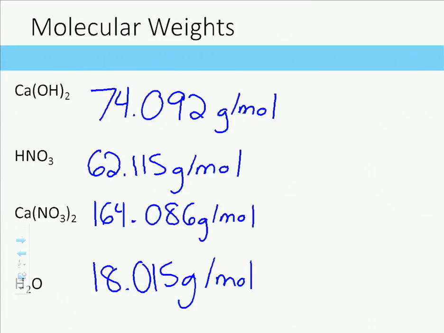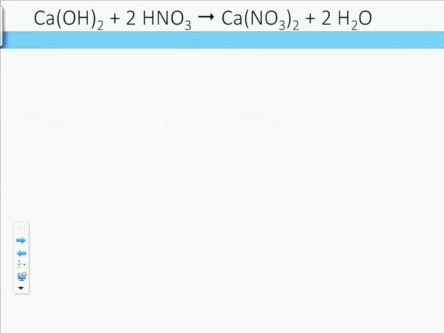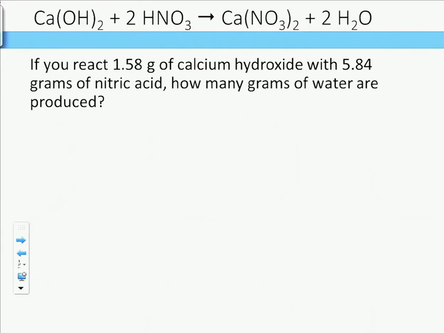Okay, let's continue with this problem then. We got that stuff figured out. So our problem once again was if you react 1.58 grams of calcium hydroxide with 5.84 grams of nitric acid, how many grams of water are produced? All right, starting out this problem, we want to first do our step one, which was figuring out which is limiting. So the way I always like to do this is I like to see what I'm going to get into in the end. I'm going to produce grams of water.